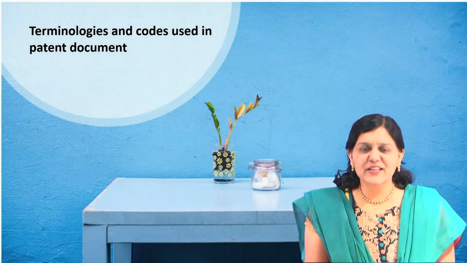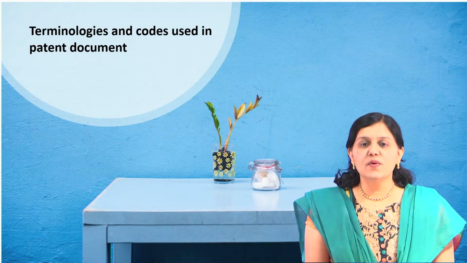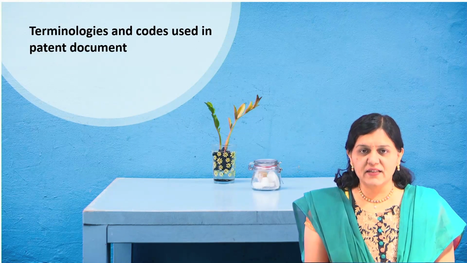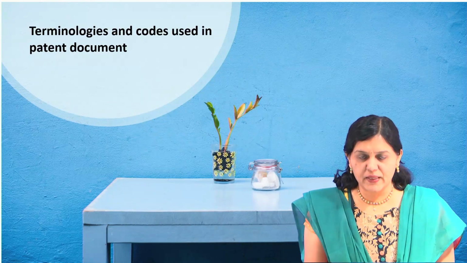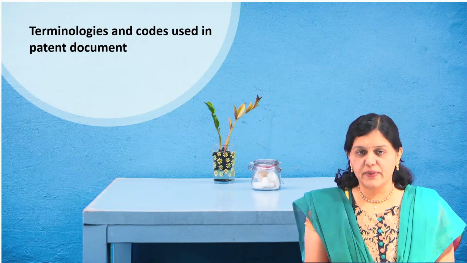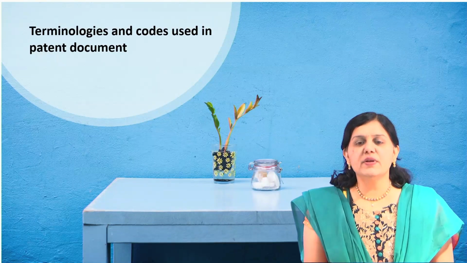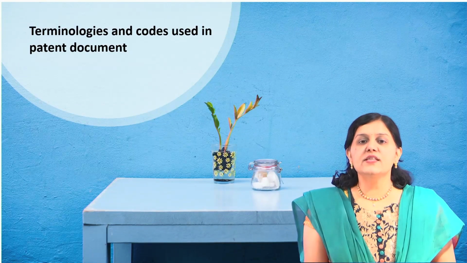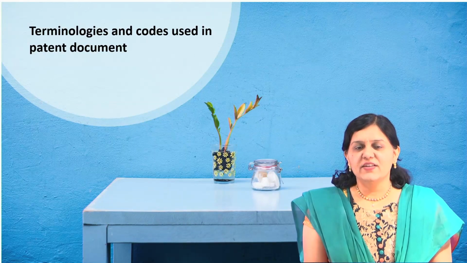A very warm welcome in the second module of week 3 of the course Roadmap for Patent Creation, titled Terminologies and Codes Used in a Patent Document. In the earlier module, we have seen the parts of a patent document. Are you able to complete the assignment given in that module? The assignment was related to finding out who is the inventor and who is the assignee. Okay, I hope you have done that.